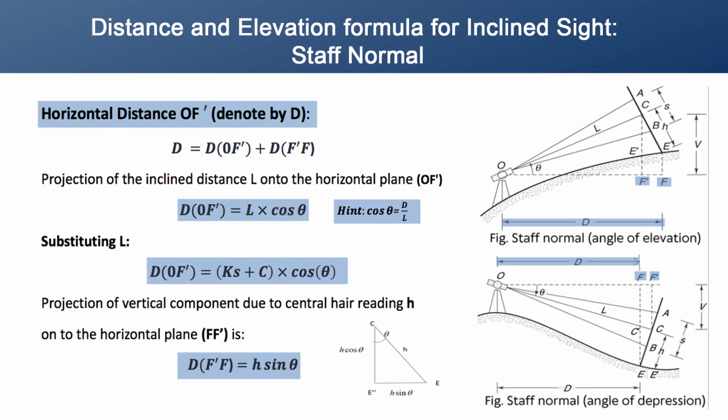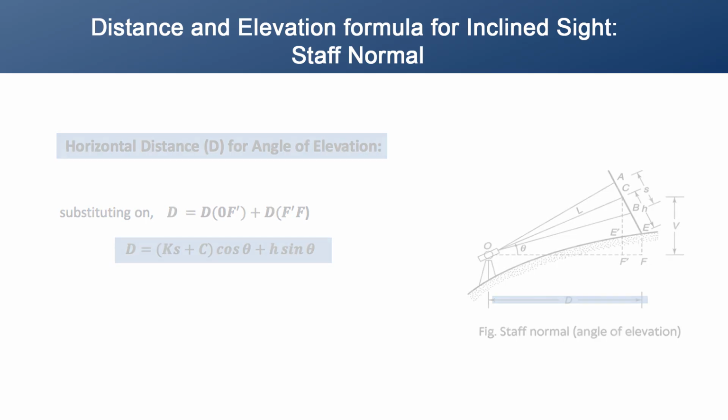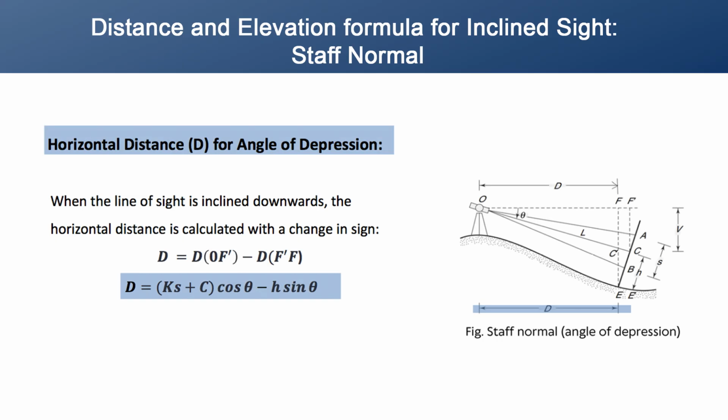So, now the horizontal distance capital D will become D is equal to OF' plus F'F. Substituting all the values into this equation, we get D is equal to (Ks plus C) into cos theta plus h into sin theta. Let us now determine the horizontal distance D for the angle of depression.